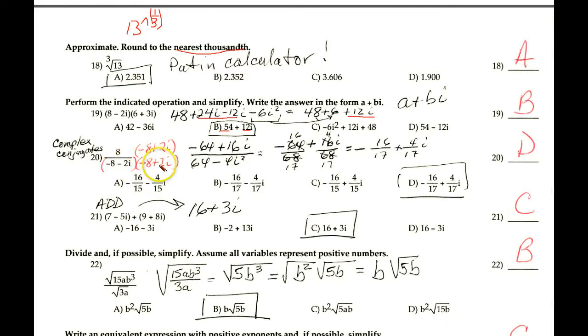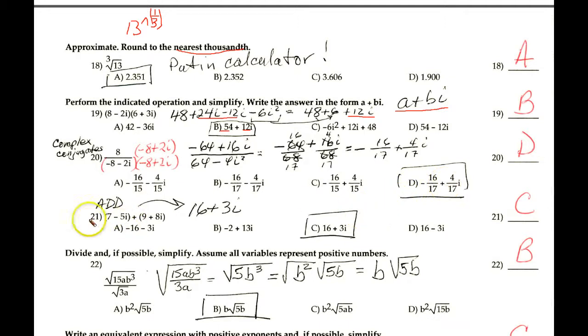I FOIL the bottom. Now there are no middle terms. They just cancel out. I get a negative 8 times negative 8 gives me a positive 64. A negative 2i times a positive 2i gives me a negative 4i squared. But again, we know that i squared is a negative 1. So negative 4 times negative 1 gives me a positive 4 that I add to the 64, and that's where I get my 68. And I separate it because I have to put it in standard form for complex numbers. I simplify, and there's my answer, letter D.